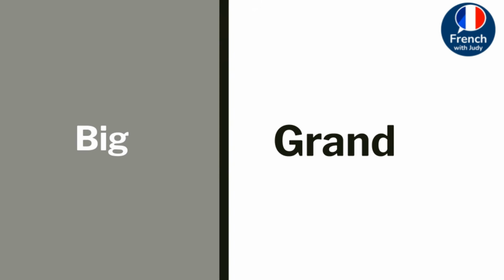This adjective, big, when the noun is masculine and singular, we pronounce it like this. Grand. The letter D at the end is silent. But when the noun is feminine and singular, we add the letter E at the end, and we pronounce it like this. Grande. Here the letter D is pronounced.